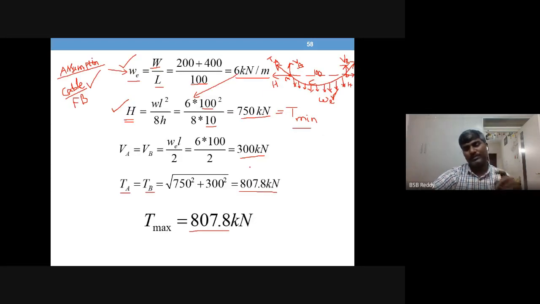So that's all with the cable unknowns. The unknowns in the cable are the equivalent UDL, which is found from the assumption. Then the horizontal thrust is found, the support reactions H, VA, VB are solved, then finally the internal forces, maximum tension and minimum tension. So this is the cable solution.